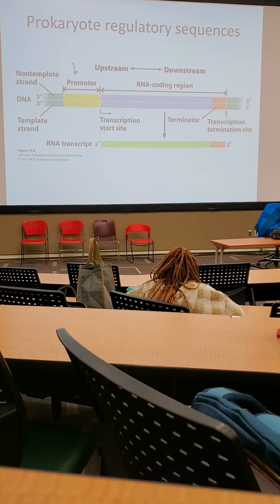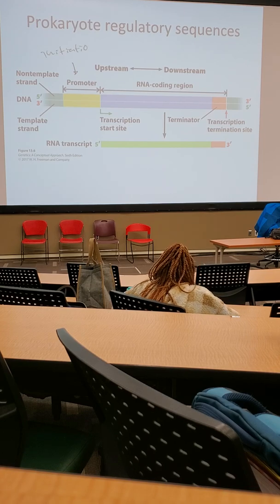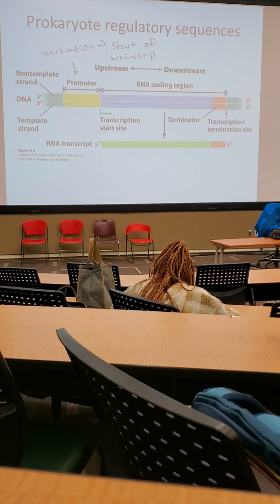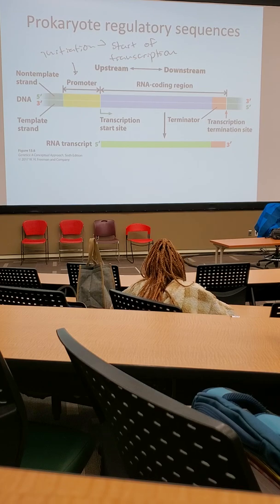Right, so we just said the promoter is for initiation. Start of transcription. Not translation. We'll see later why that's the case. And then we have the terminator, which already is labeled as the transcription stop site. So what does that do? It causes transcription to end at a really defined location.